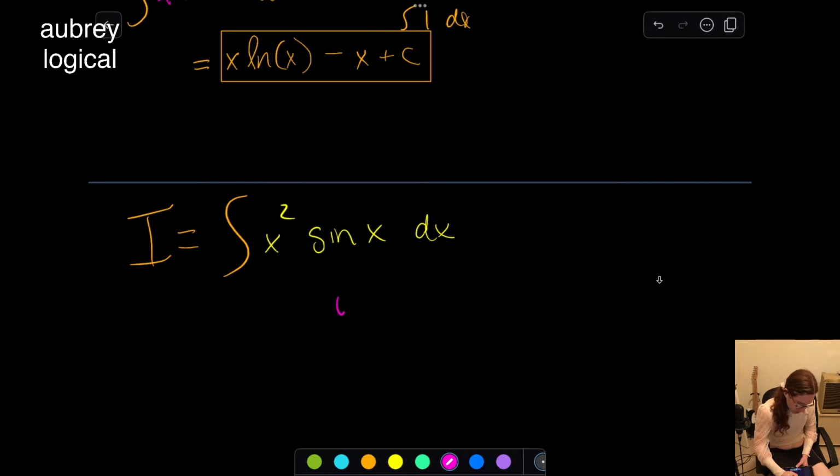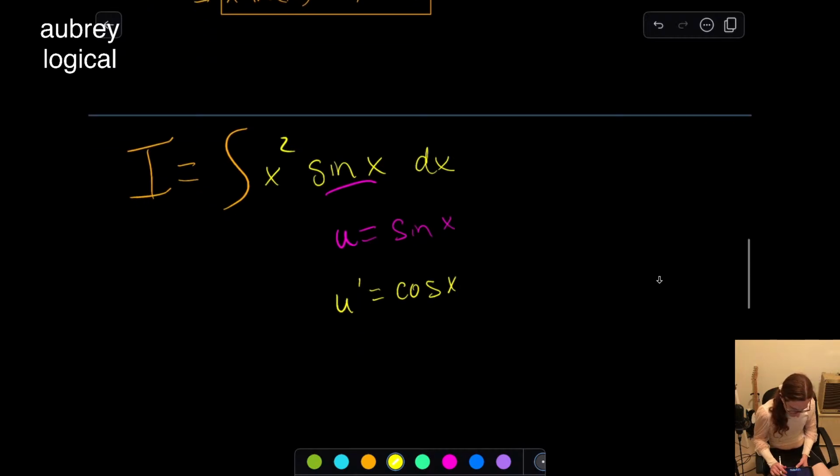So, say we were to make u the sine of x. Now we want to find the derivative of u, which is going to be cosine of x. This is transcendental. This is also transcendental. It is not easier.